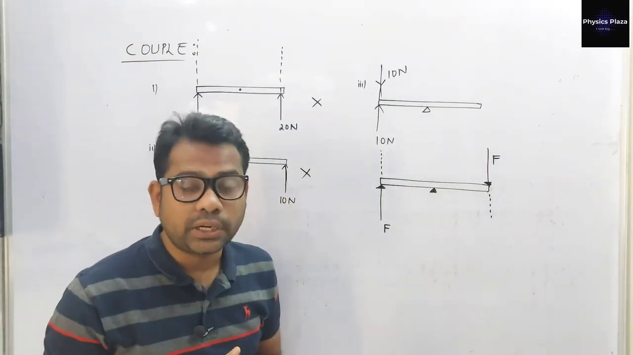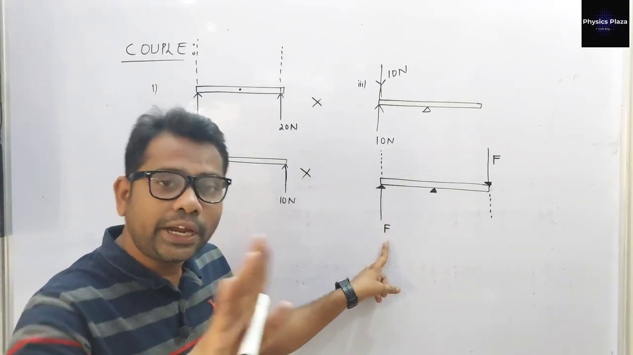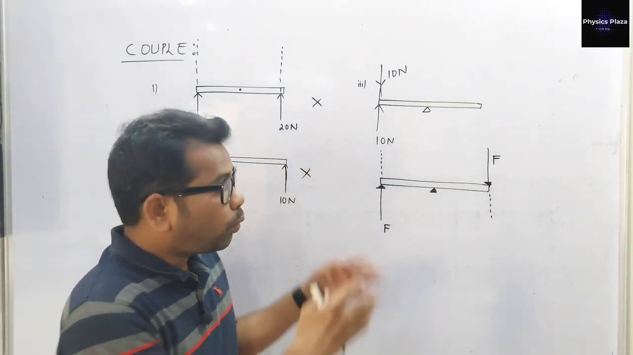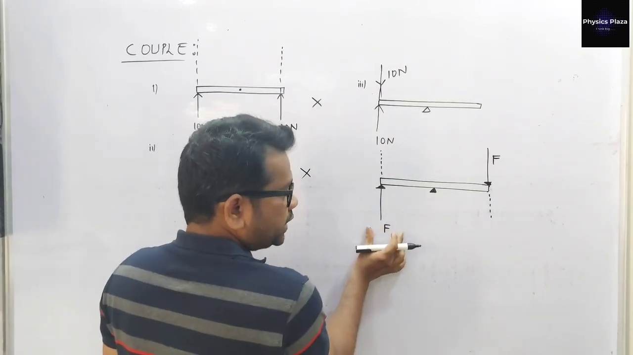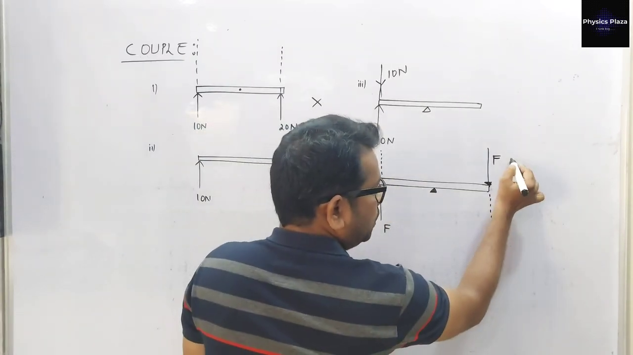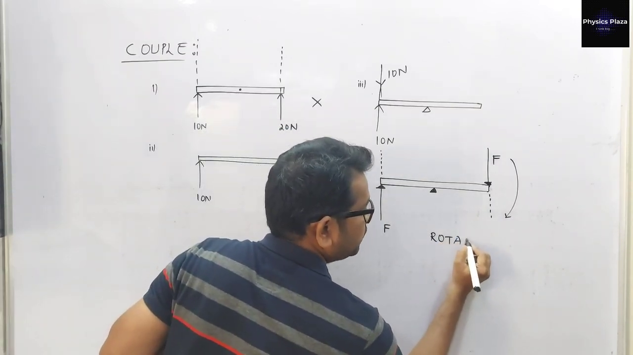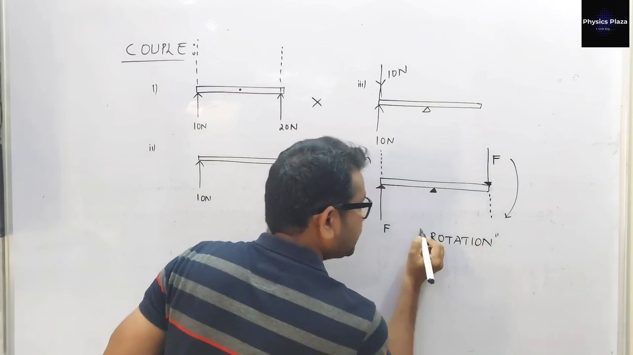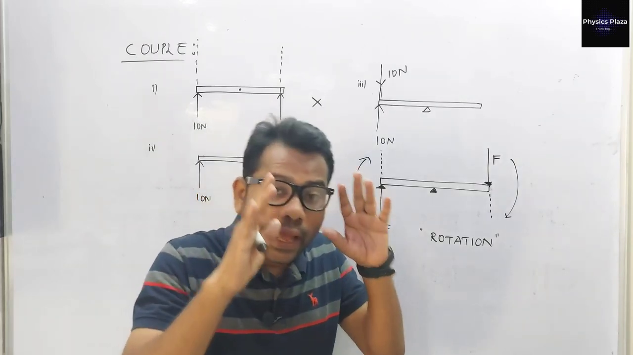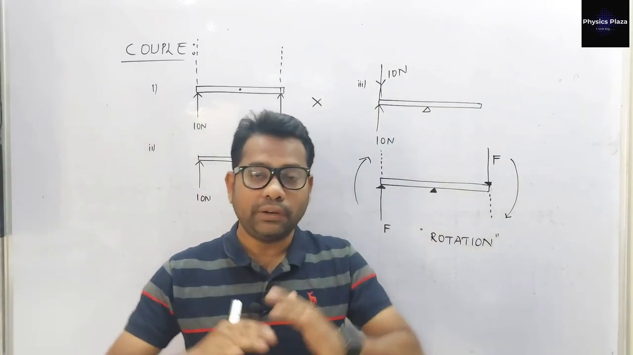Now what is the result of a couple, children? What will happen when this kind of couple is acting? Children, what is the net force? Net force is zero. Why? Both are equal and opposite. Net force is zero only. But what is the result of a couple, children? So this force F, which is acting in the upward direction, will try to produce a clockwise moment. Whereas this force also will try to produce a clockwise moment. Means in result, what will happen? Rotation, very important, children. As a result of a couple, in exam it's very important, the body is rotated. The body has a rotation.